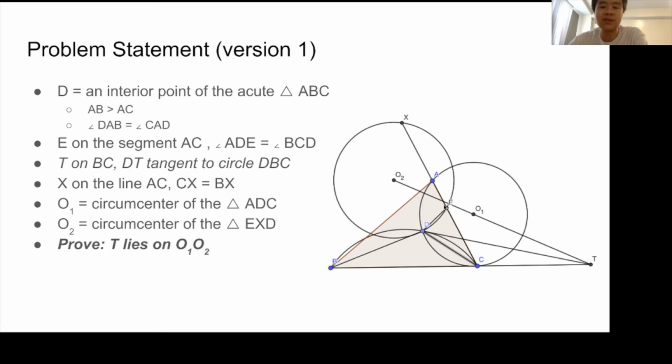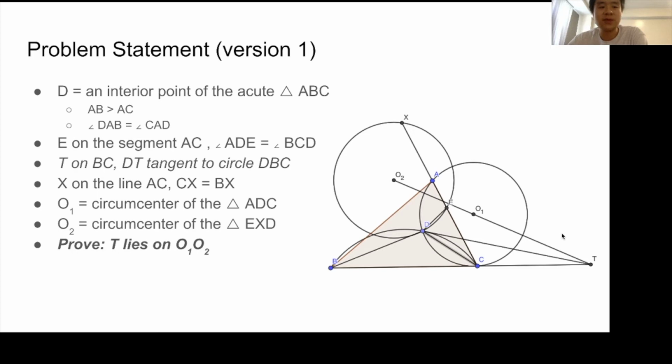So everything is the same except we get rid of F, and instead introduce this point called T, which is the point where DT is tangent to the circumcircle DBC, and then T also lies on BC, and you want to prove that T lies on O1, O2.